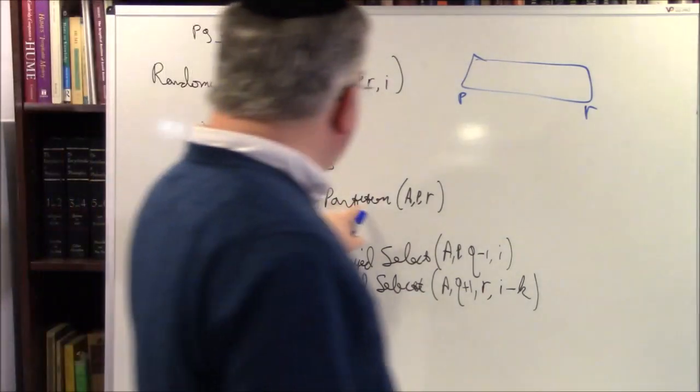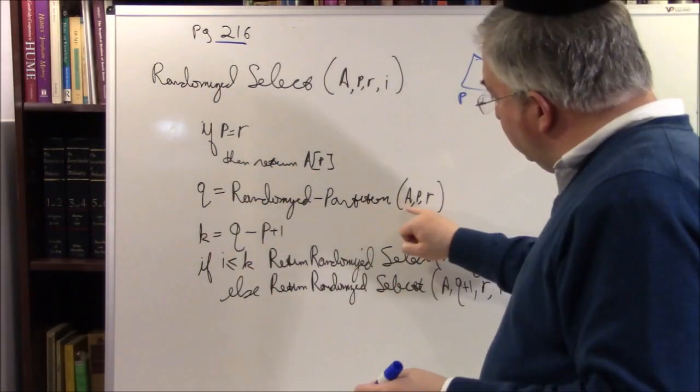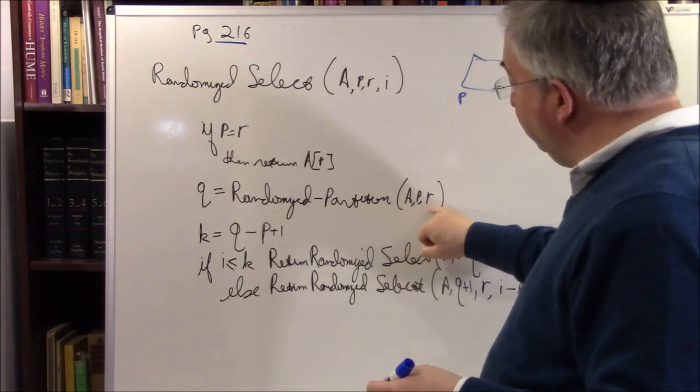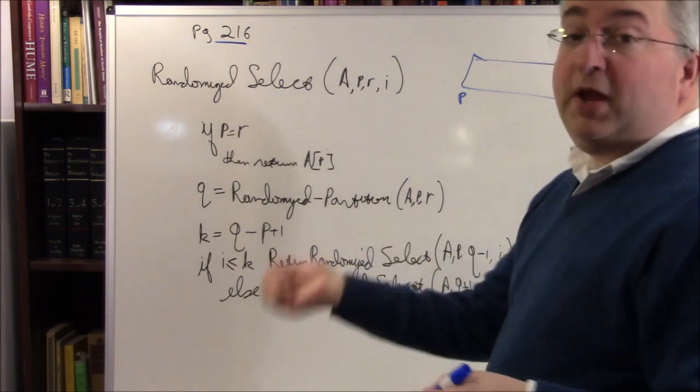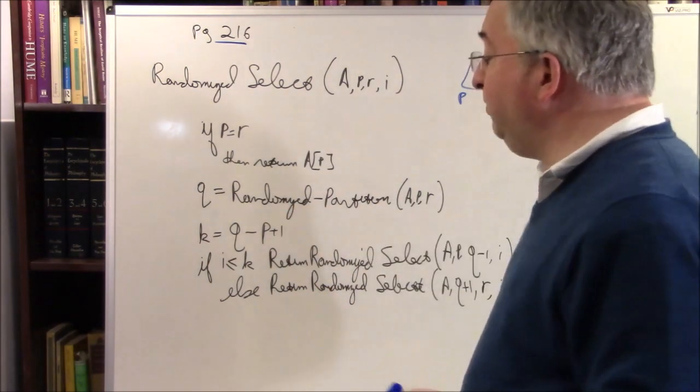Okay, fine. So here's how it goes. Randomized partition: use the partition algorithm to split the array. You're given the starting point and the ending point, and you pick the pivot. Instead of me picking the pivot as the last element, you randomly pick the pivot.